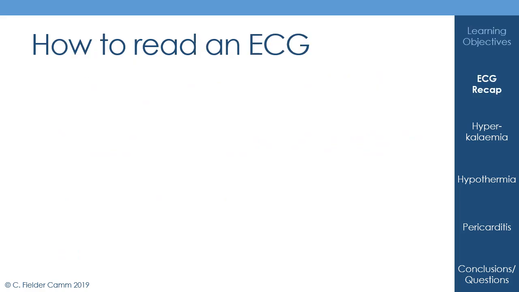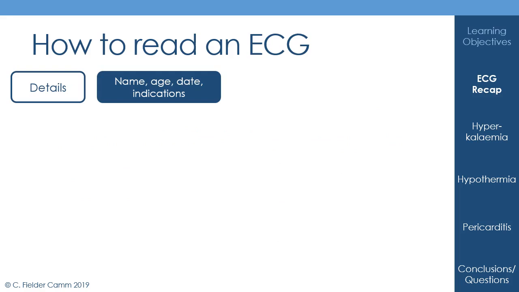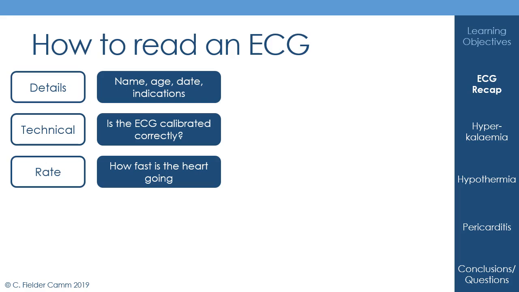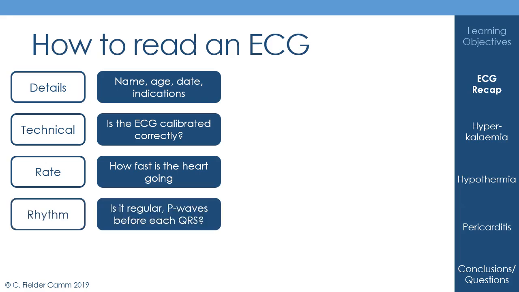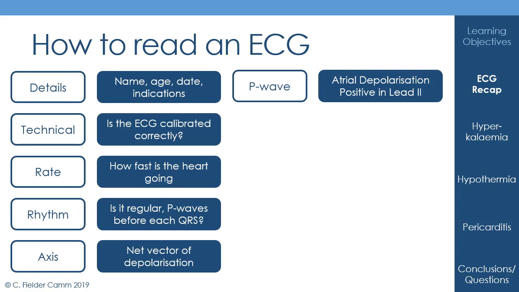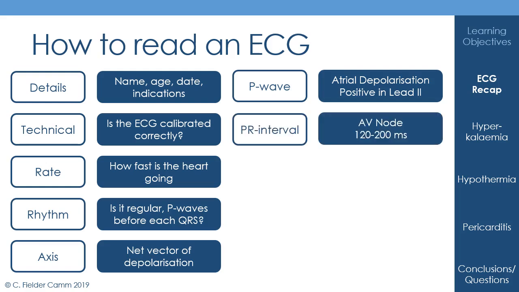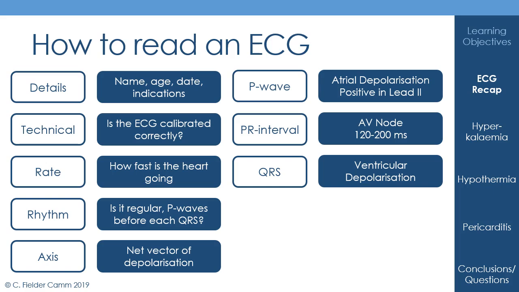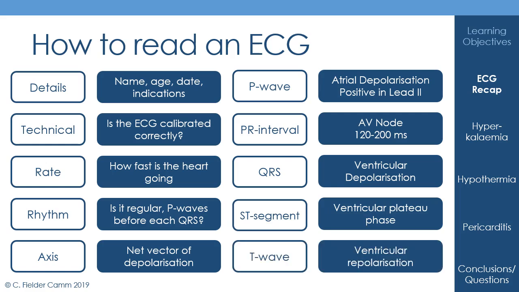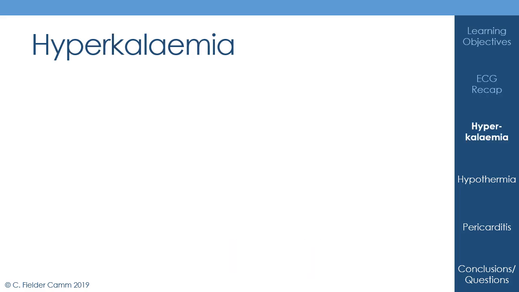So this is our standard recap on how to read the ECG systematically. We start with details, moving on to whether it's calibrated correctly, the ventricular rate, rhythm, and cardiac axis, before looking at the P wave, the PR interval, the QRS complex, both in terms of breadth and amplitude, the ST segment, and finally the T wave.